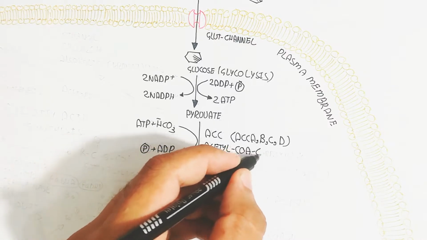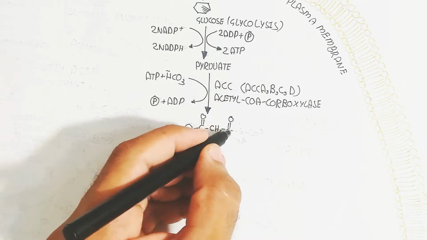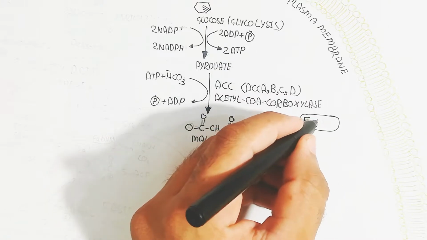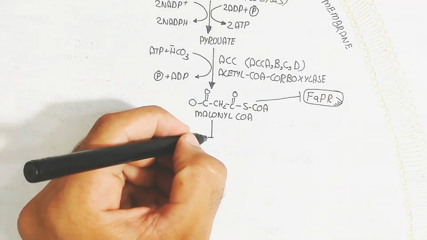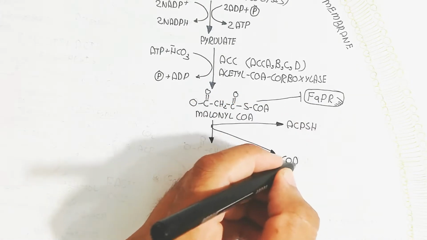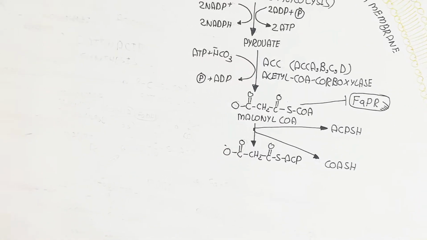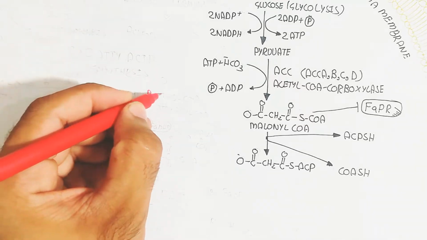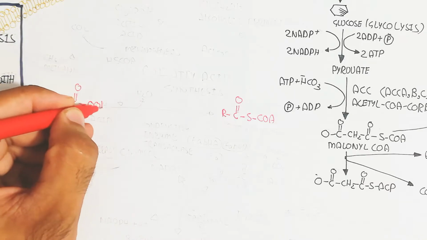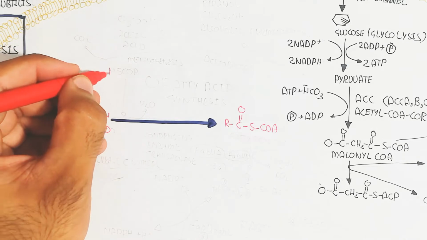In this way, the ATP and hydrogen bicarbonate will be used by acetyl CoA carboxylase, types A, B, C, and D, which can be used to produce malonyl CoA. When ACPSH is added, you can understand the ACP will be bound while the CoASH will be released. So remember, the CoASH will be added, so the ACPSH will be released. It is reversible. So in this way, this is the fatty acid.